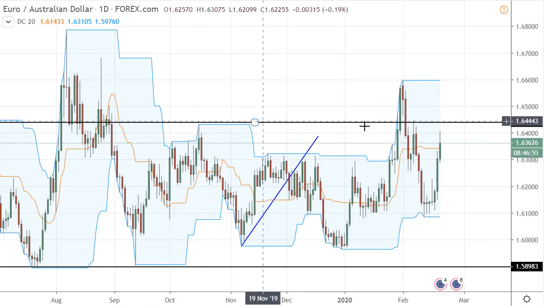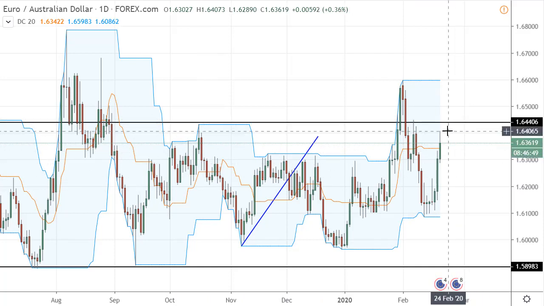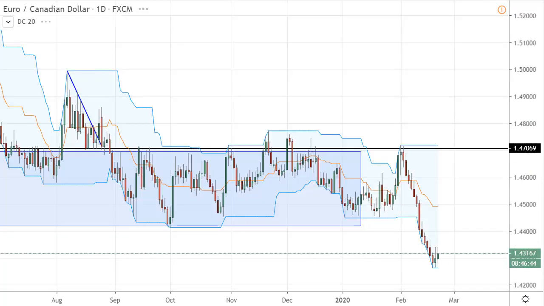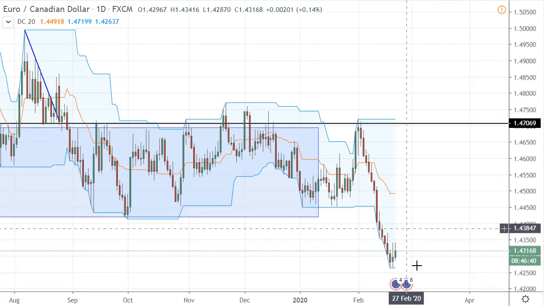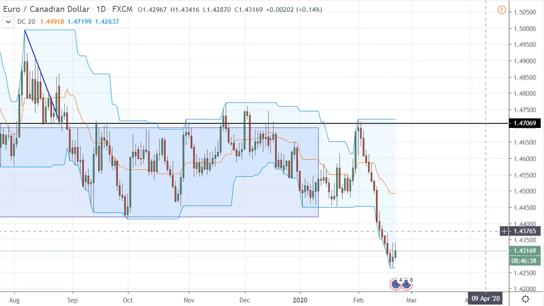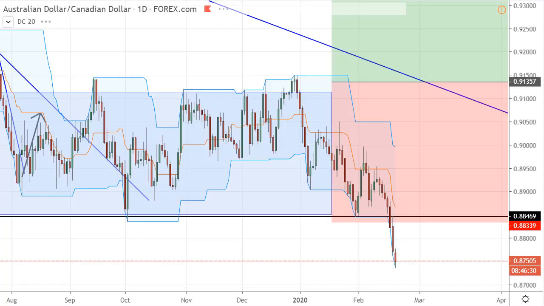We already have this resistance level here in place, so pullbacks are likely to happen first, and then you can get in for a few pips, but it's not preferred if you ask me. Euro Canada, also a long period of consolidation, and now finally breaking out and already on the move. So Forex related, not all pairs are really what I'm interested in.